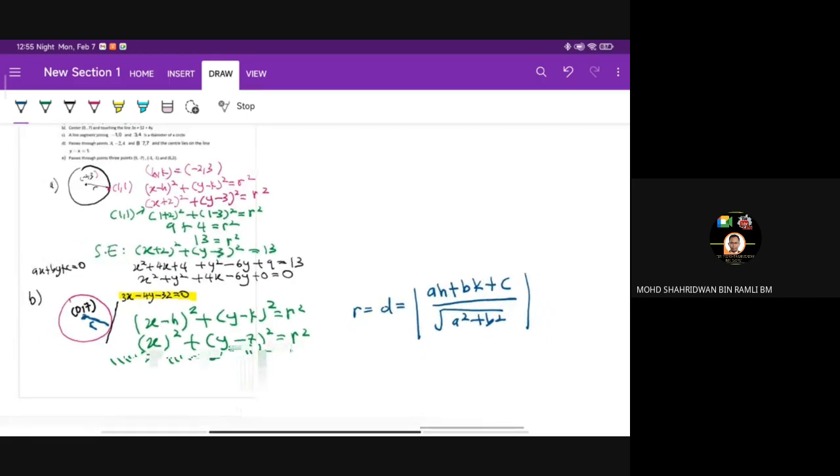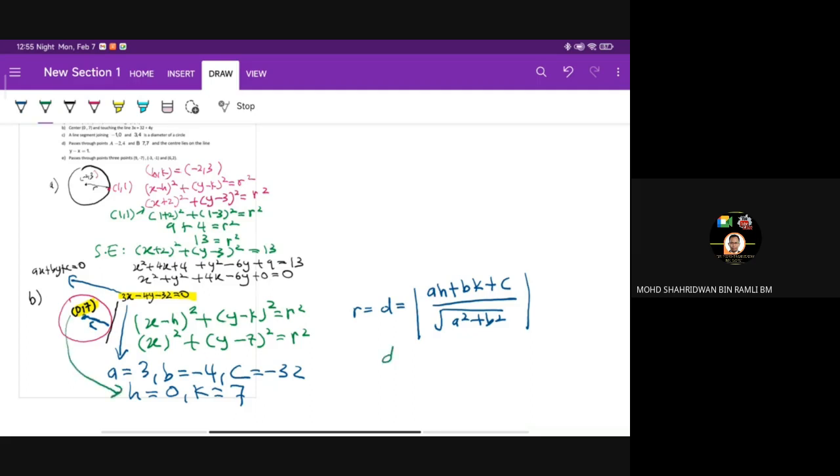So we need to identify our A here. This is in terms of this one, right? I already mentioned just now. So our A is 3. Our B is negative 4. Our C is negative 32. Our H here is 0. Our K is 7. Okay, this one.